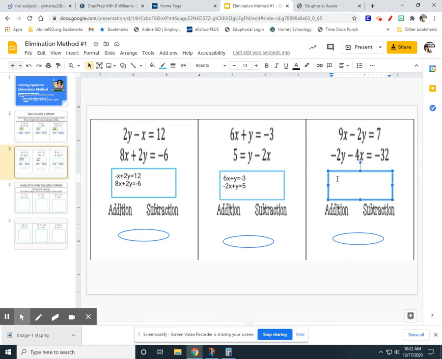Last problem over here, 9x minus 2y is okay. The bottom one, we need to switch it around. So -4x minus 2y is equal to -32. So now you need to figure out, highlight which one variable they have in common because they have the same coefficient. And then tell me by looking at the signs, are you going to be able to add or subtract to be able to get that to equal 0.